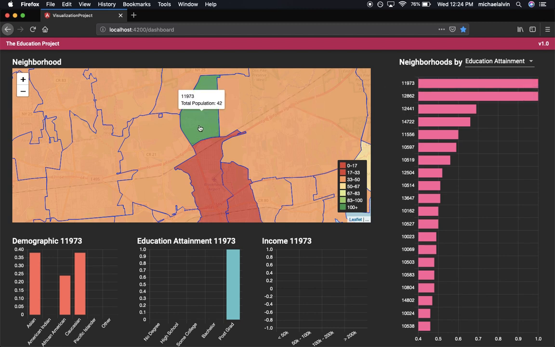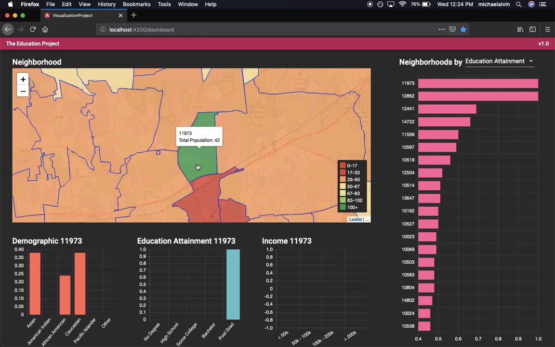So this is the map that we're looking at. As you can see, the zip code has only 42 people in the population. It's made up of mostly Asians, African Americans, and Caucasian. And most of the people, all the people are postgrads. So it may be a university campus.